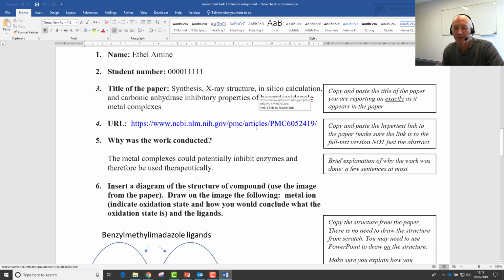The URL. That's so I can look at it, right? So when you submit it and you fill your template out, I can actually look at the paper as well, so that I can double check that what you've written is sensible.